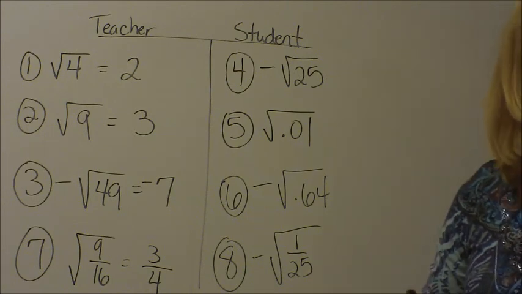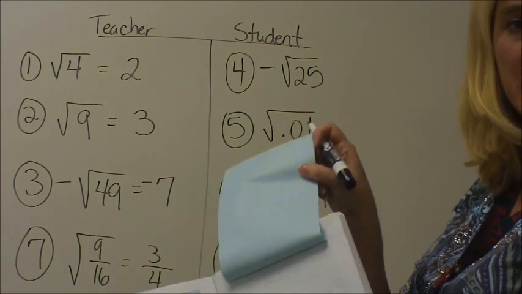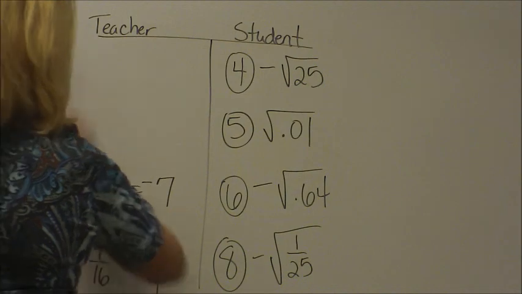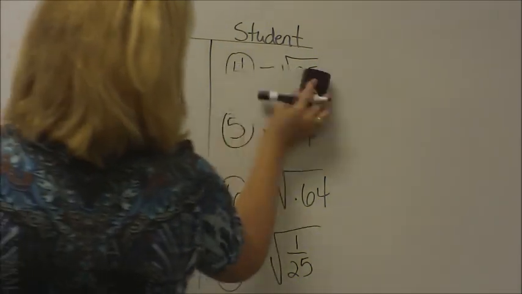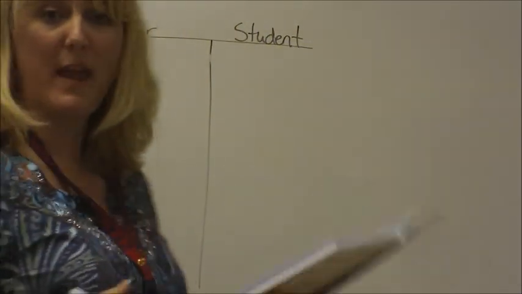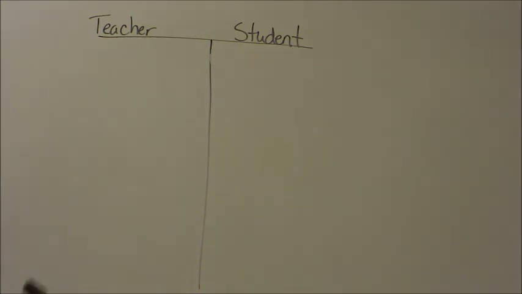3-2, which talks about estimating square roots. All right, under 3-2, give yourself another teacher-student column. And now we're going to estimate square roots for numbers that don't have a perfect square root, because most numbers are not perfect squares. There's only a few numbers that are perfect squares.